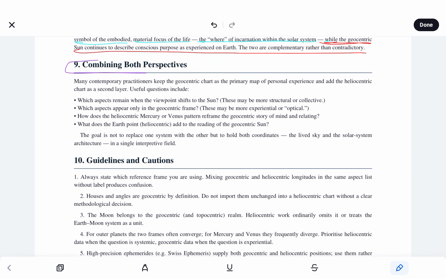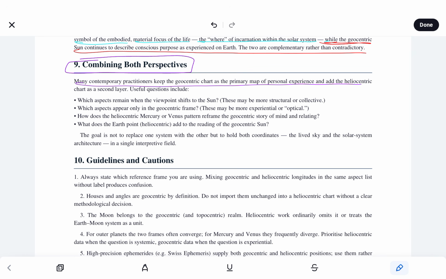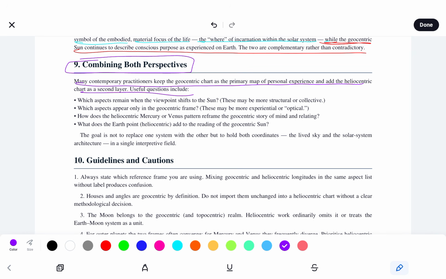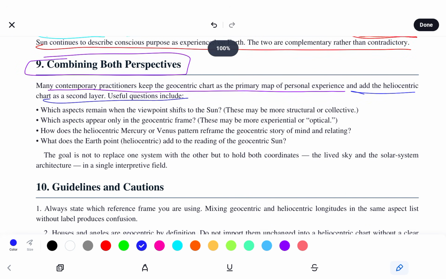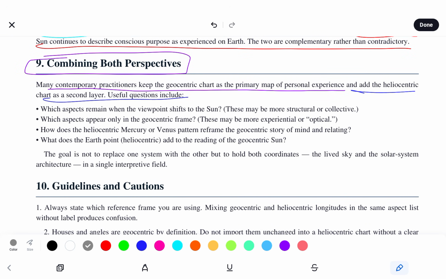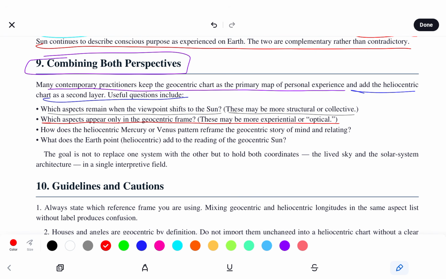Combining both perspectives, many contemporary practitioners keep the geochart as the primary map of personal experience, and they add the heliochart as a second layer. So useful questions would include which aspects remain when the viewpoint shifts to the sun. These may be more structural or collective. Which aspects appear only in the geoframe. These may be more experiential or optical.